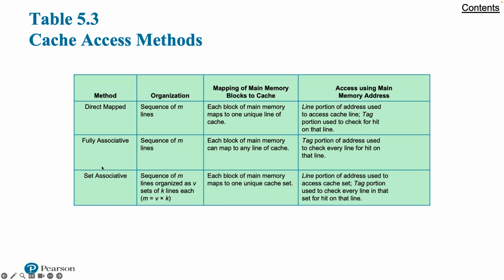And so these are the three things that we see listed here. We examine each of these in turn. In each case, we look at the general structure and then a specific example. So the table we're looking at, table 5.3, provides a summary of key characteristics of the three approaches. So we have the organization, the mapping of the main memory blocks to cache, and the access using the memory address.